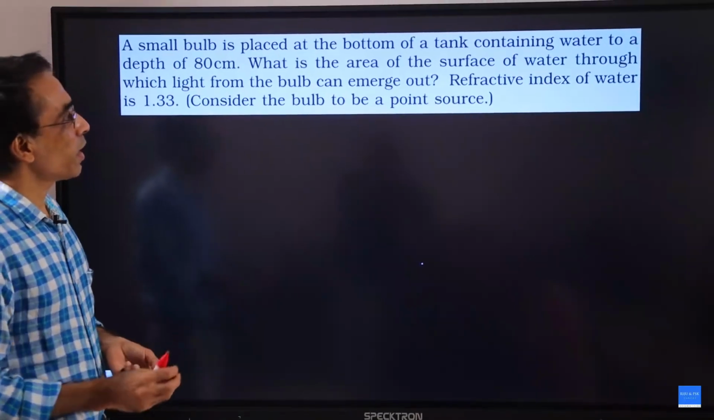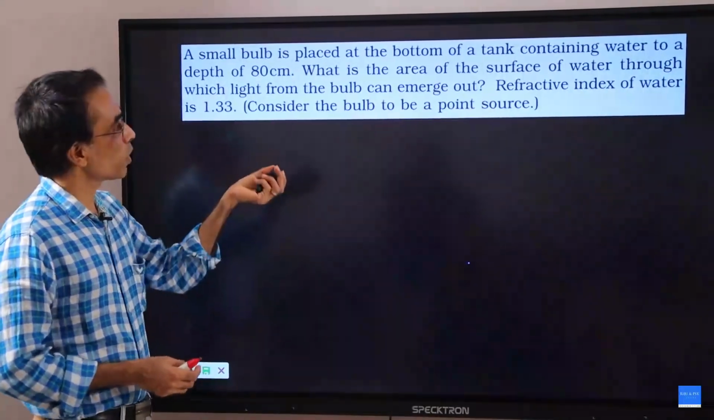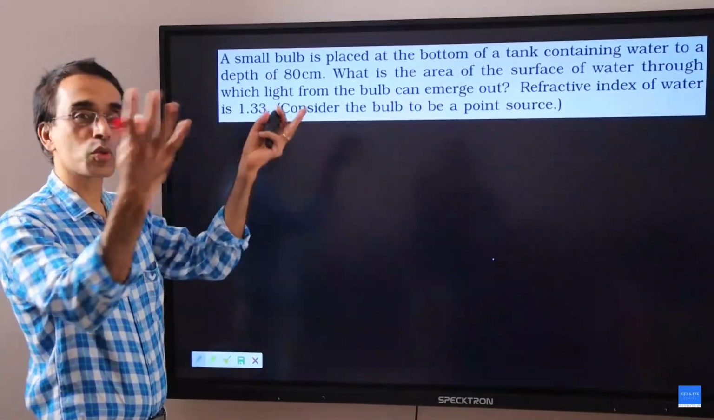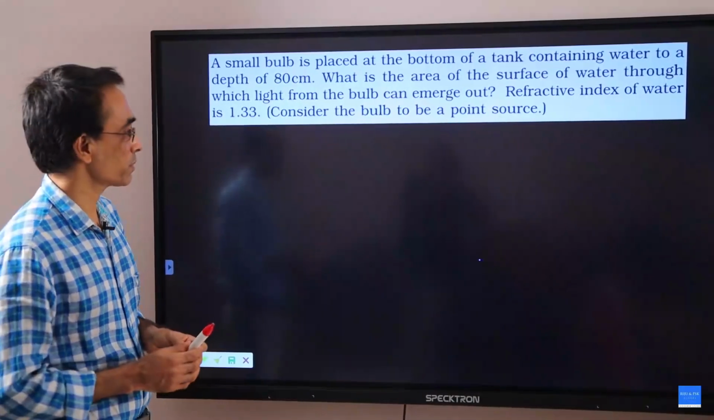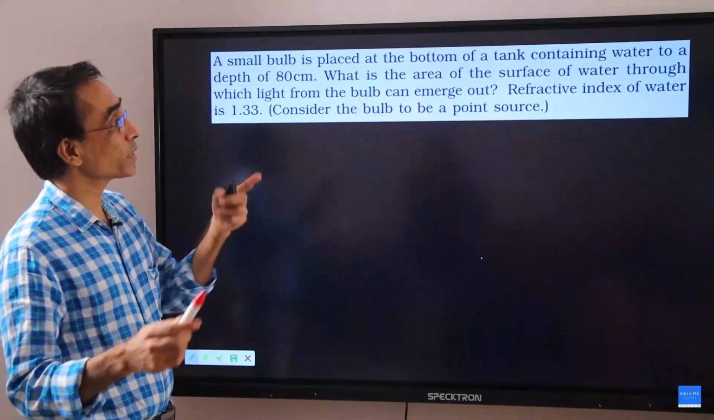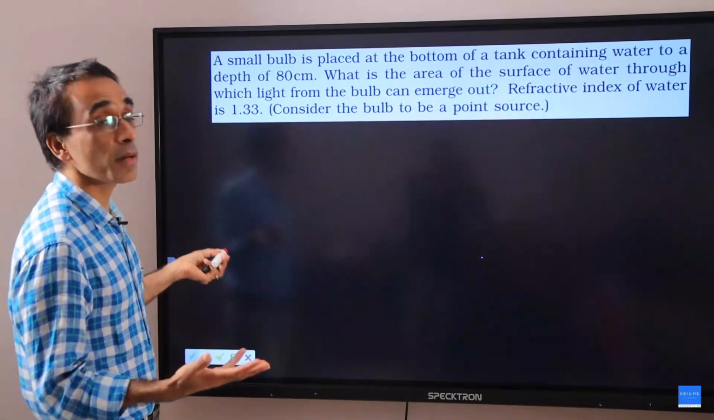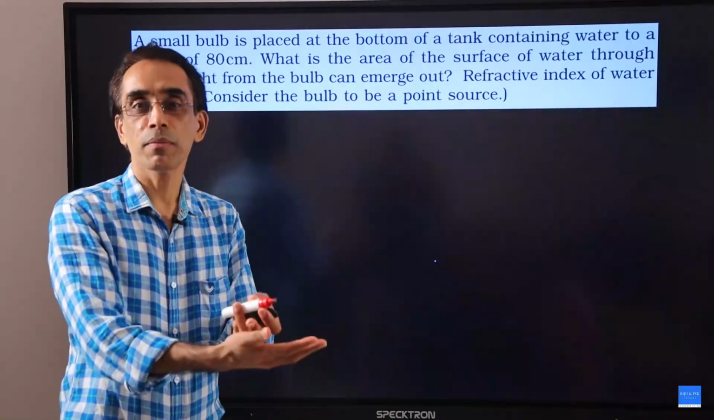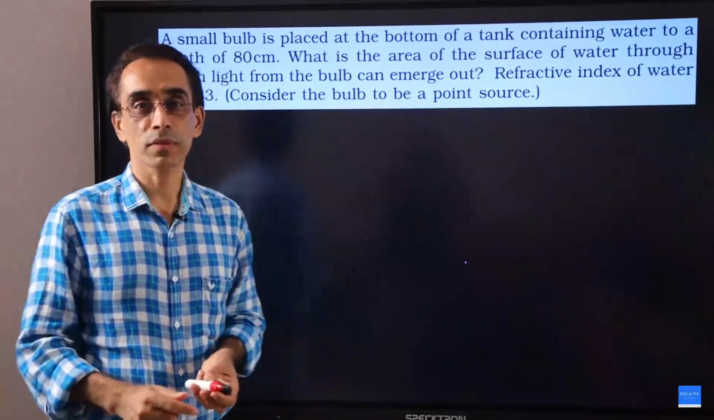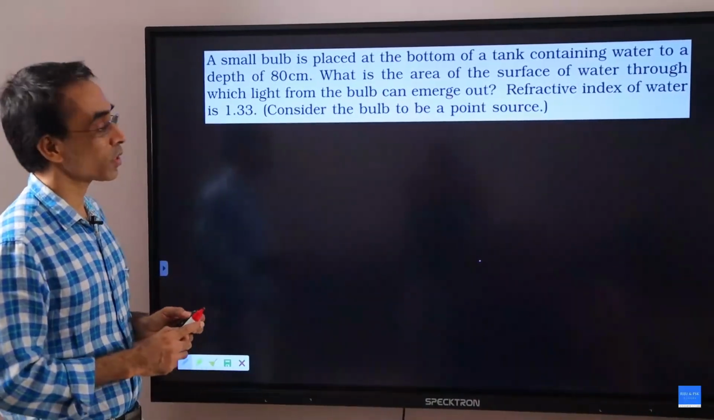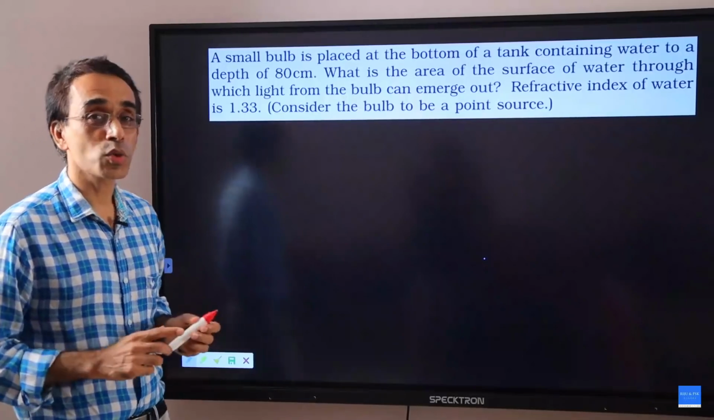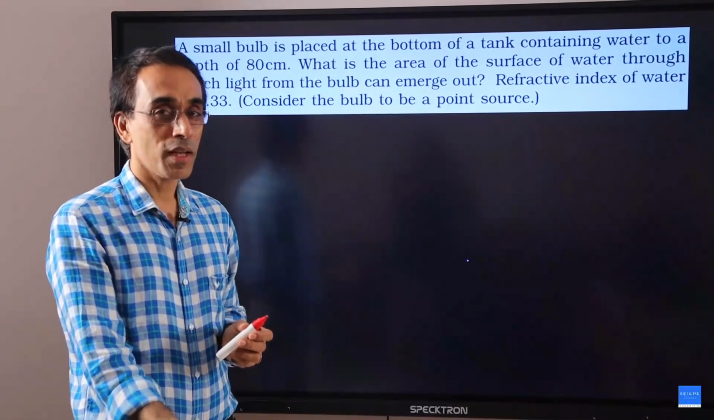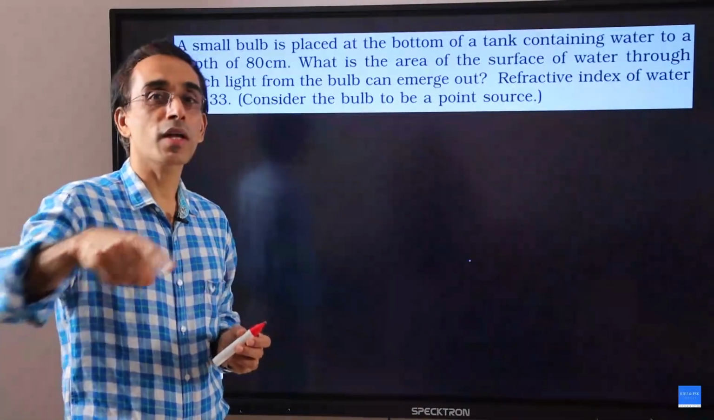The question is about a tank of water with a small bulb at the bottom of it. Think about a swimming pool. And light will come out through that. How does it come? That's the point. What is the area of the surface of water through which light from the bulb can emerge out? What is the problem in that? There is a light and the light will come all around through the surface, but it will not. Due to total internal reflection, light will emerge only through a circular region. See, bulb at the bottom, light will emerge only through a circular region.